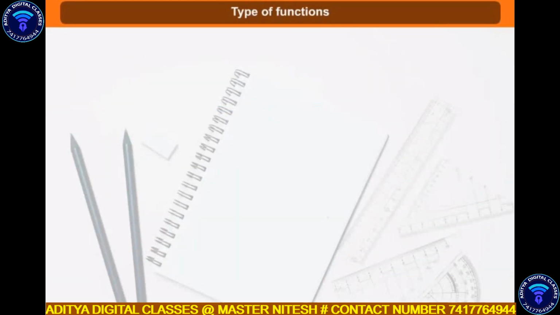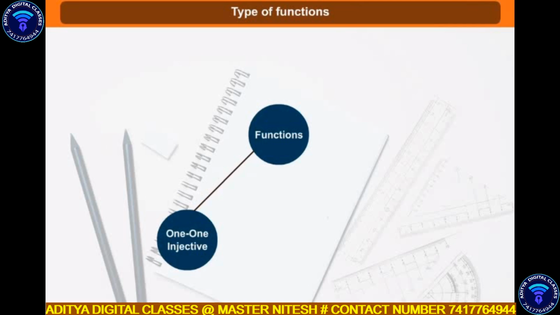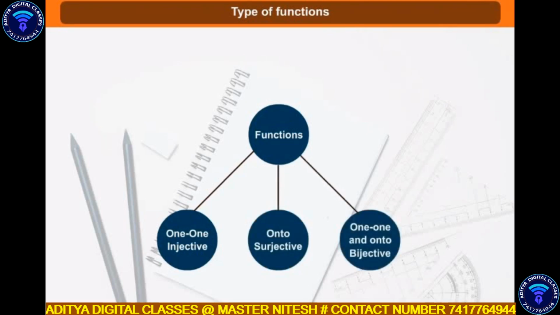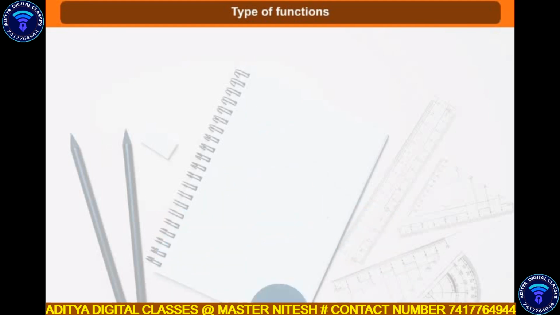Types of functions. There are mainly three types of functions: one-one or injective functions, onto or surjective functions, and one-one and onto or bijective functions. Let's discuss these functions in detail.